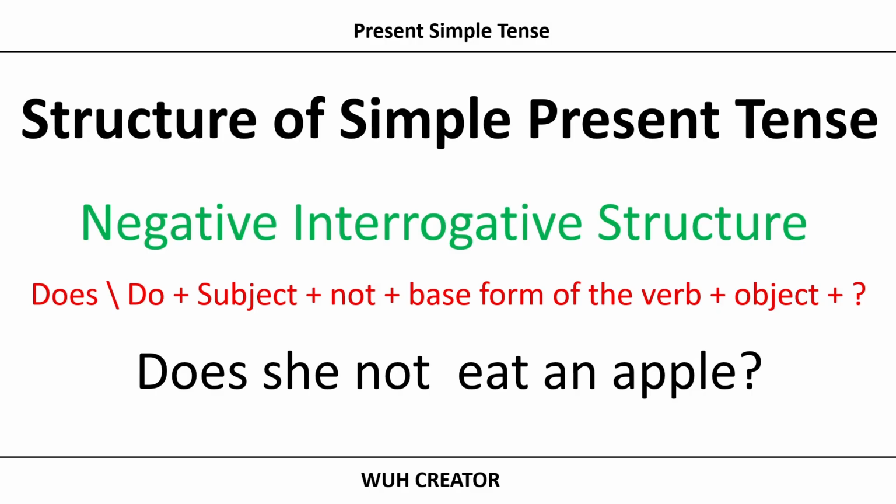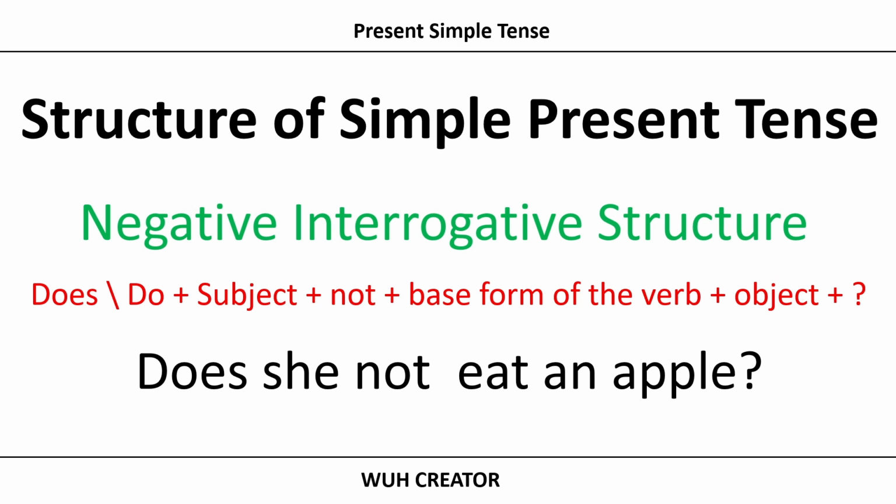The word not is added to make the sentence negative. Eat is the main verb and it remains in its base form. And the sentence ends with a question mark because it is interrogative. And an apple is the object of the sentence. That is done for the full form of the negative interrogative sentence.